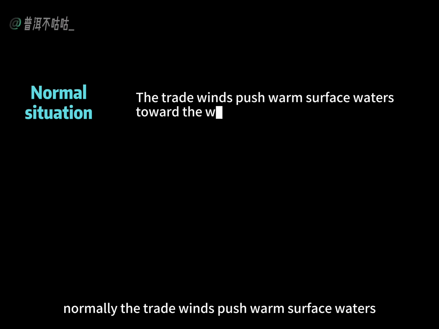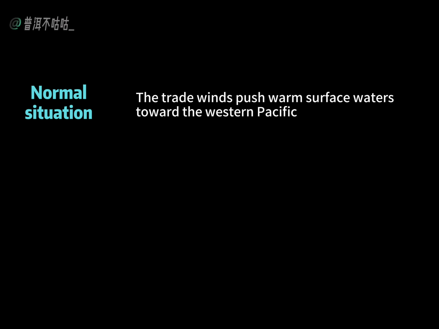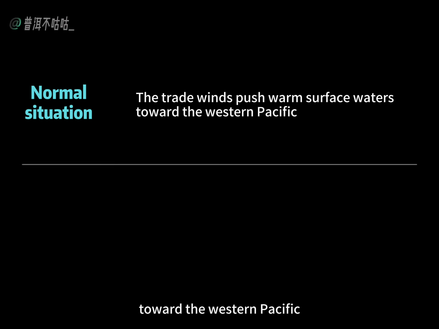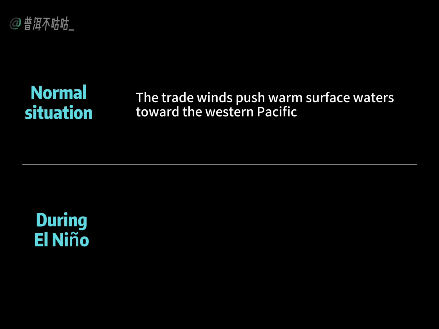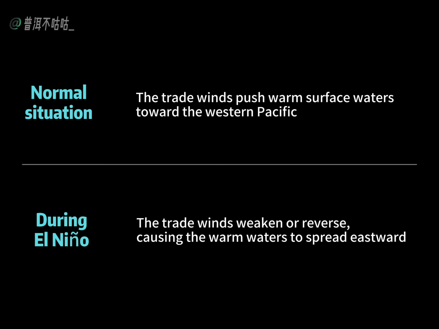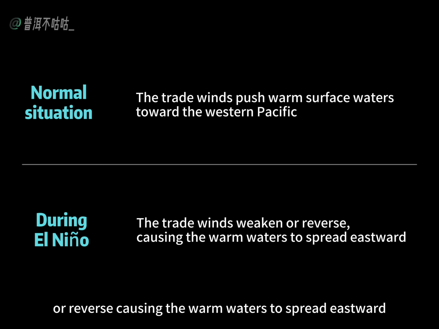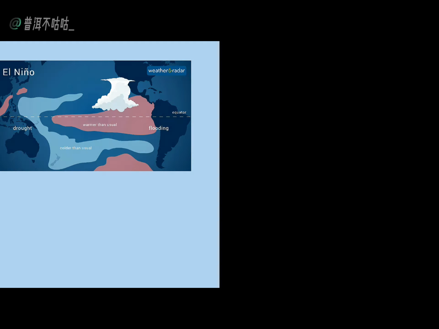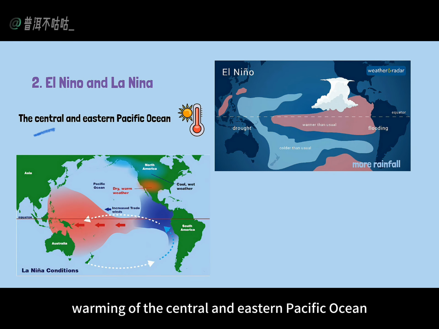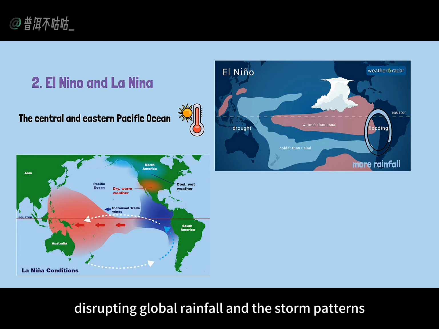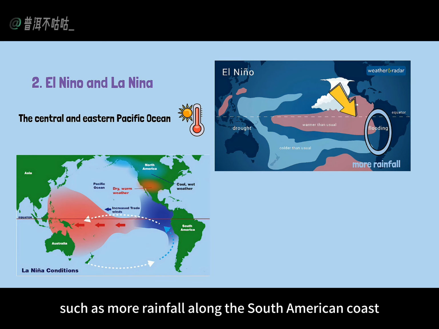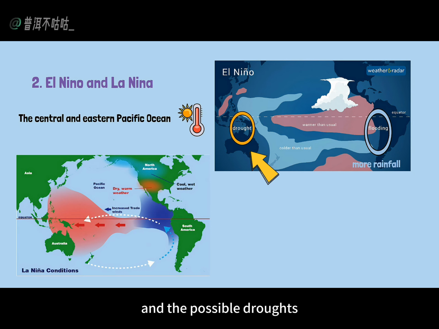Normally, the trade winds push warm surface waters toward the western Pacific, but during El Niño, the trade winds weaken or reverse, causing the warm waters to spread eastward. The result is warming of the central and eastern Pacific Ocean, disrupting global rainfall and storm patterns, such as more rainfall along the South American coast and possible droughts in Southeast Asia and Australia.